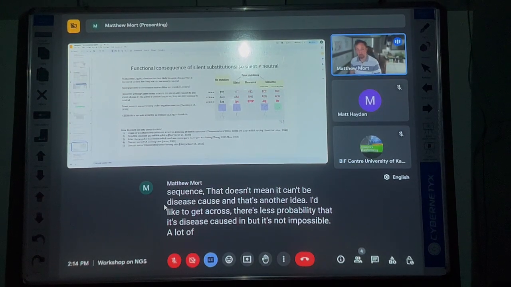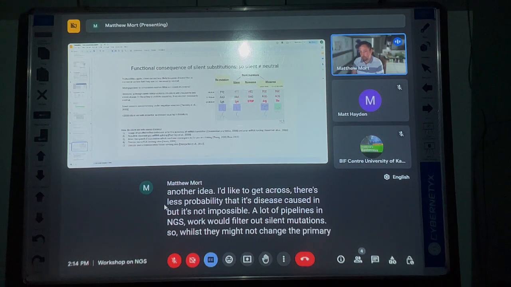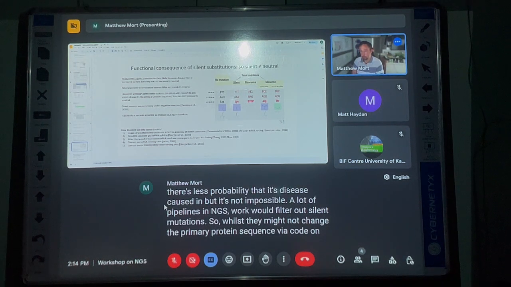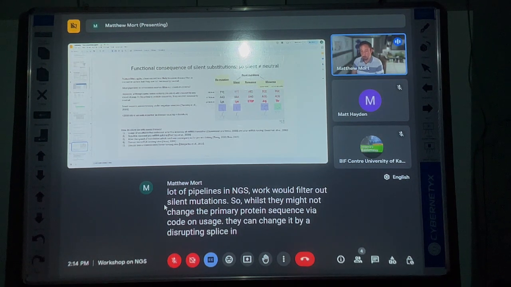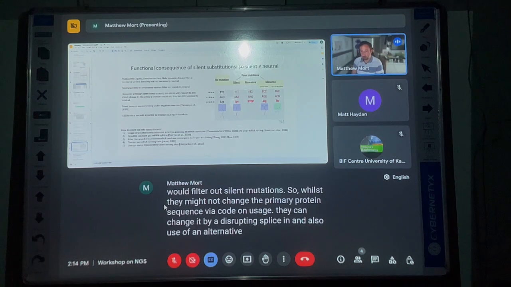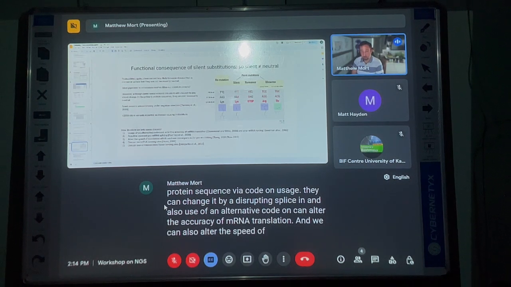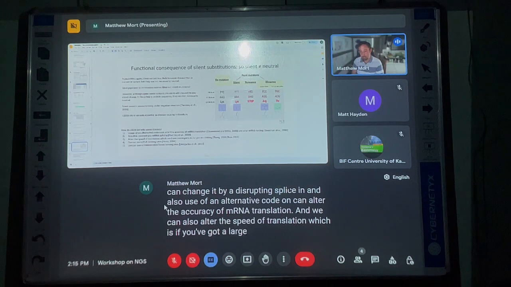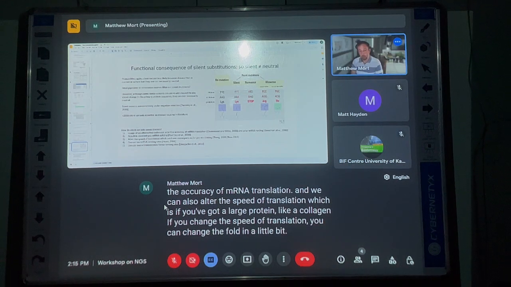A lot of pipelines in NGS work filter out silent mutations. Whilst they might not change the primary protein sequence via codon usage, they can change it via disrupting splicing, and use of an alternative codon can alter the accuracy of mRNA translation. It can also alter the speed of translation, which, if you've got a large protein like collagen, if you change the speed of translation, you can change the folding a little bit.